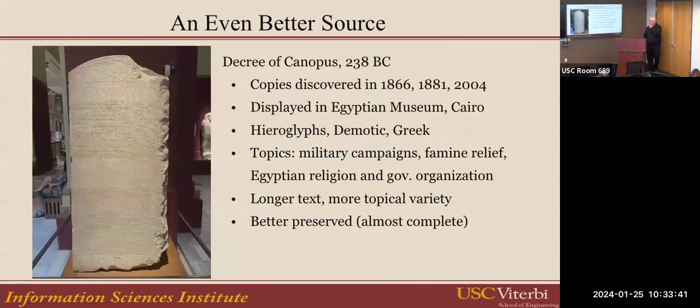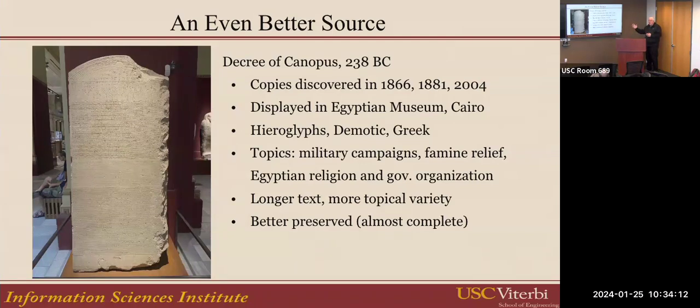An even better source is the decree of Hieroglyphs. So this is one thing that escaped the European plunder. It is still in Egypt, displayed in the Egyptian Museum. It's also in hieroglyphs, Demotic, and Greek. And it's a much longer text, with much more topical variation, and much better preserved, right? So you see the stone over there. There are a few dents on the right side, but it's a much better source.